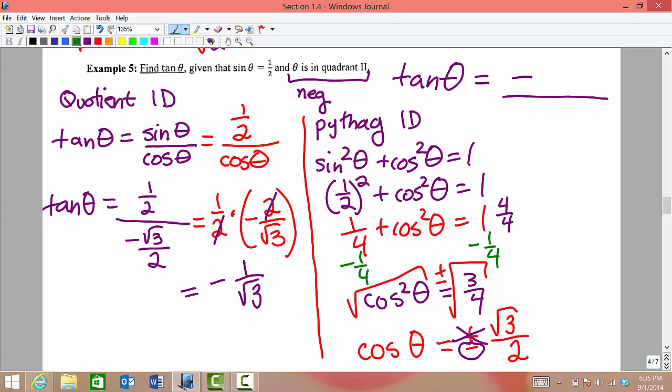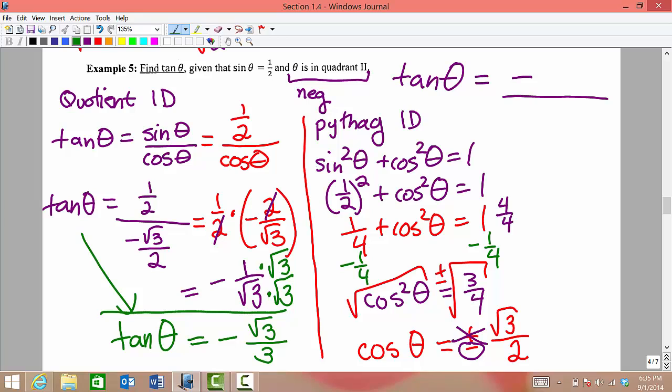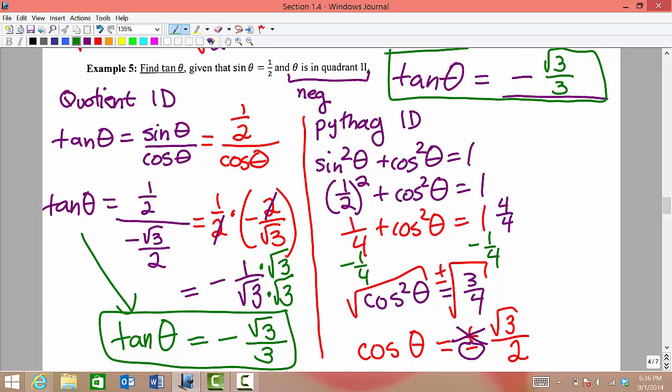Before we say this is our final answer, we want to get rid of that square root that's in our denominator. So we will multiply the top and the bottom by the square root of 3. So our final answer will be tangent theta is equal to negative square root of 3 all over 3. We knew that tangent theta would be negative, and so this is a reasonable solution. So tangent theta is equal to negative square root of 3 over 3.